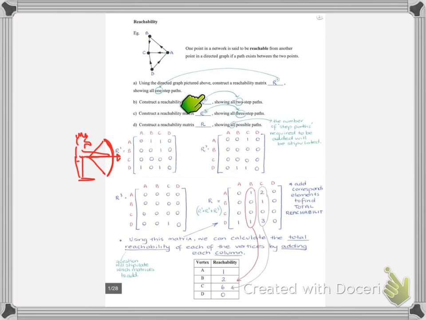Now notice that down here we've got that D has a total reachability of 0, so that means D can't be reached either in 1, 2 or 3 steps from any of the other vertices. And if you go back to that diagram up here, you can see that there are no incoming arrows towards D, so nobody can reach it, whether it's 1, 2 or 3 steps.